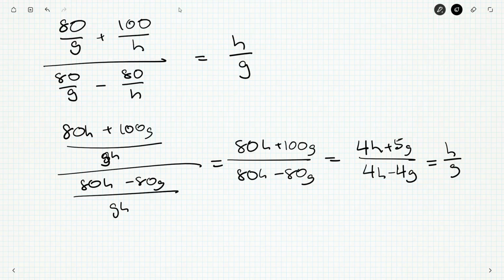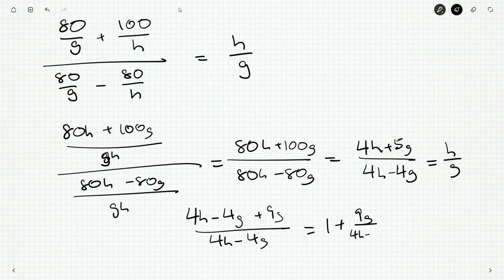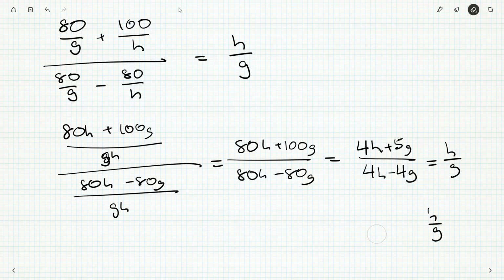What else can we do? Well, I suppose I could write 4h minus 4g plus 9g over 4h minus 4g is h over g. Well, the first bit will become a 1. So 1 plus 9g over 4h minus 4g is h over g. I don't think that's really helped me. So we'll go back to the previous line.